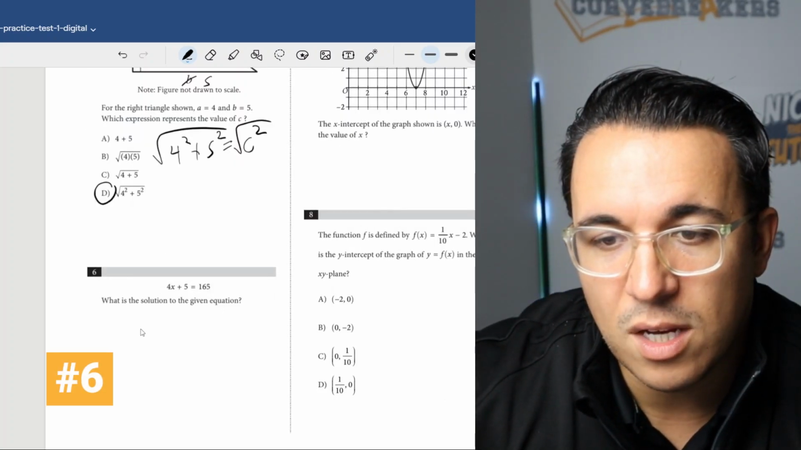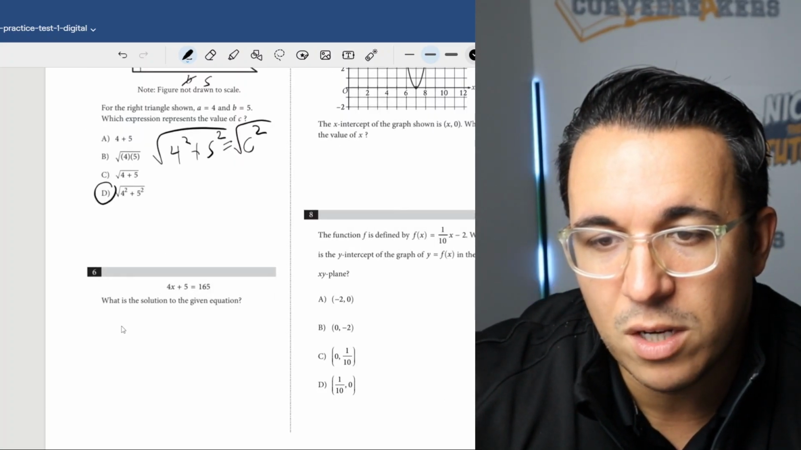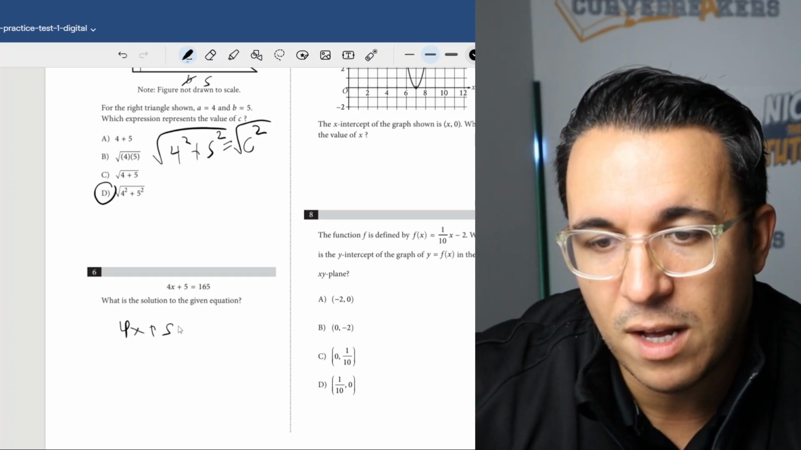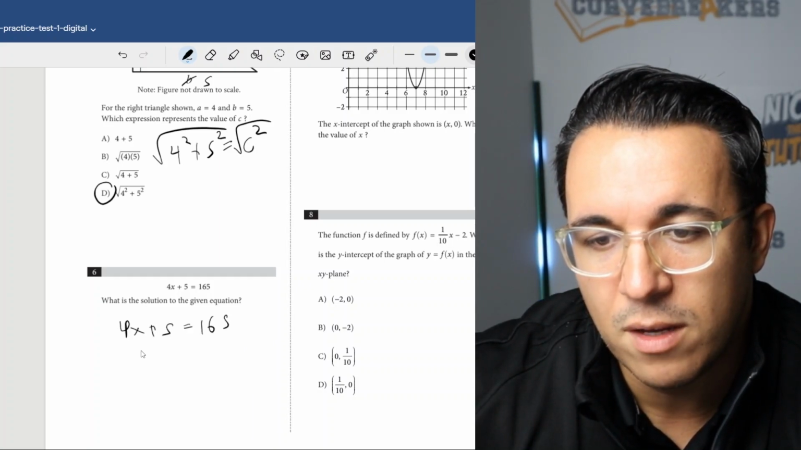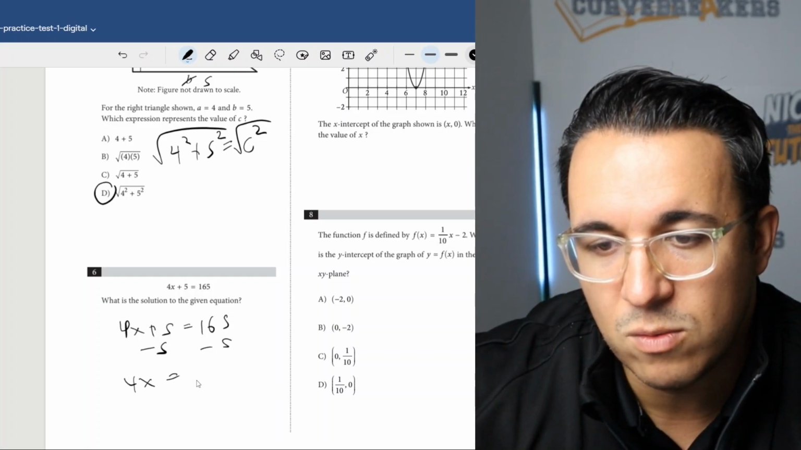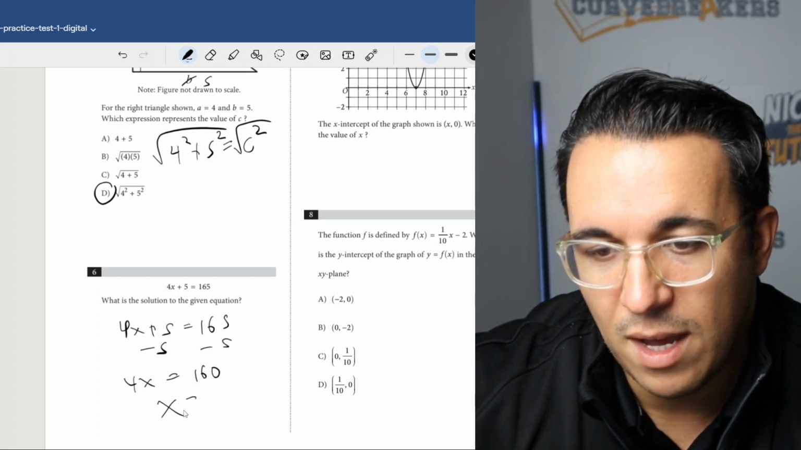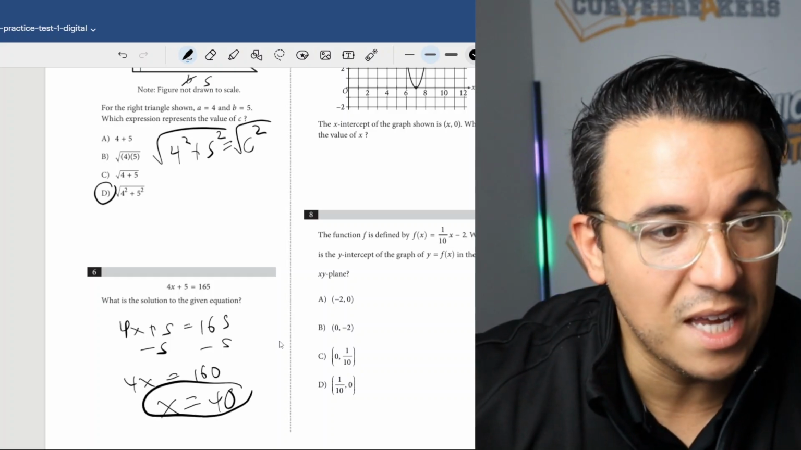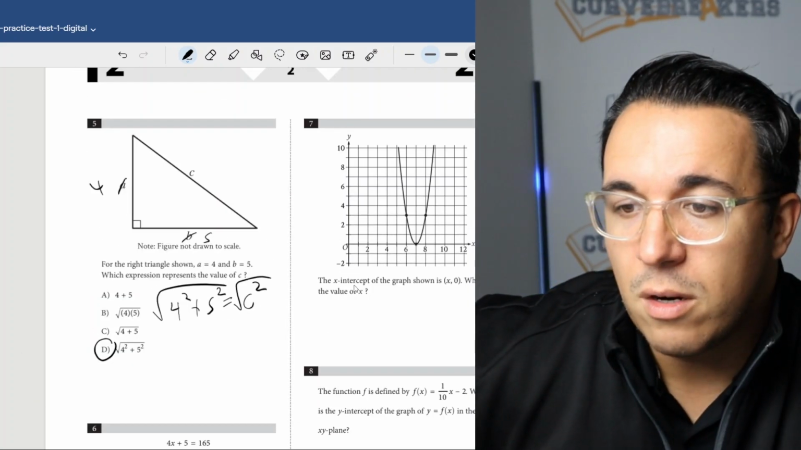Number 6, what is the solution to the given equation? Right, so 4x plus 5 equals 165. This is simple, so we're going to just do basic algebra. 4x equals 160. So I have x equals 40. Let's get it. Number 7, another fill in the blank here.